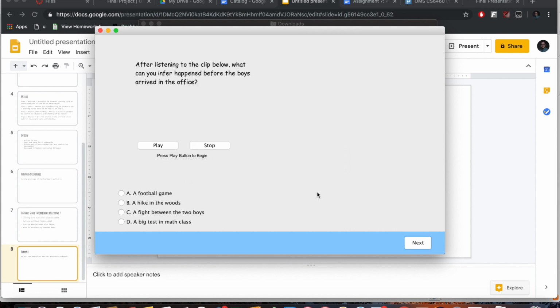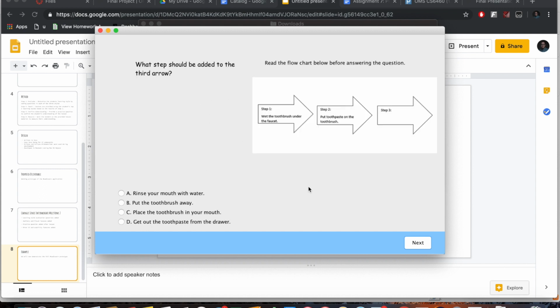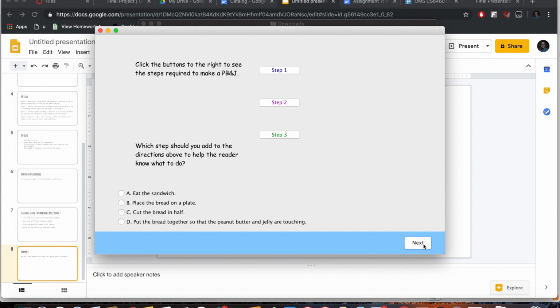We have another auditory question, and again the sound doesn't come through, but the clip is just a short reading, and then the student is supposed to answer what they can infer happened. Alright, now we have another visual question here, and we're supposed to choose what step would be added in the third arrow, and we are just going to pick an answer.